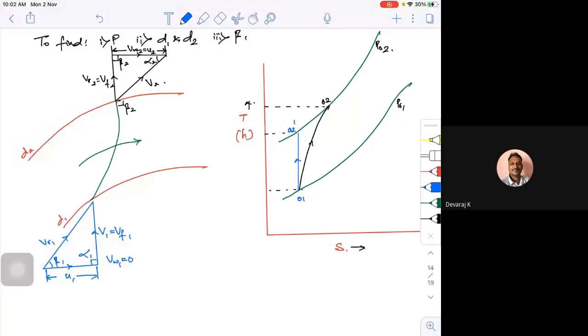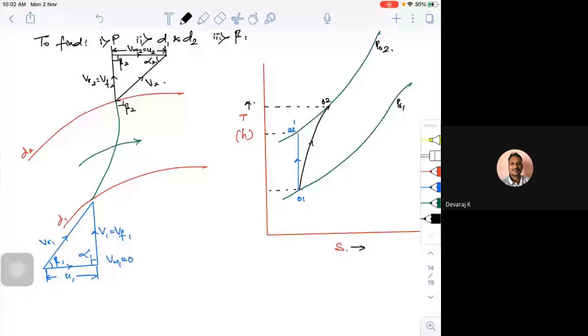So for this condition, my VW1 is equal to 0. What is meant by it actually? No whirl at the inlet. This particular kind of a problem. So I have drawn the velocity triangle and I have drawn the HS diagram. Now let us try to solve one by one.